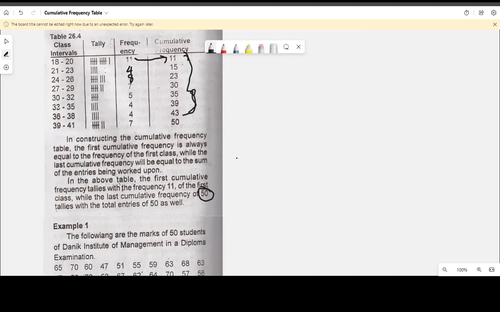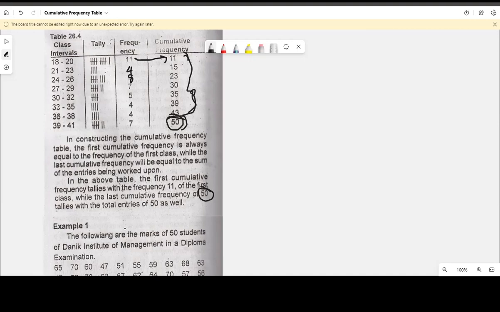So how many data did you use to prepare this table? In this case, it is a total of 50 students. So if you construct the cumulative frequency and the last number does not agree with the number of entries in your data, that means your answer is wrong. That is an indication that you have made a mistake somewhere. You need to go back and cross-check your work. The last number must agree with the number of entries or the number of data that you are working with.